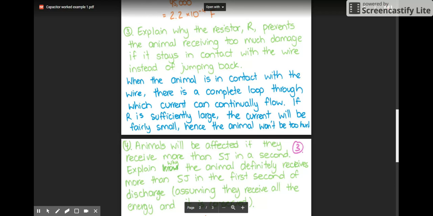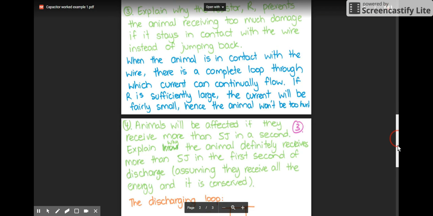Now, if you have a bit more room on your paper, you could expand that. So if R is sufficiently large, R and B, the animal, are in series with one another, which means that their resistances will add together linearly, and you'll end up with a large R in the circuit. And that large R means small current.